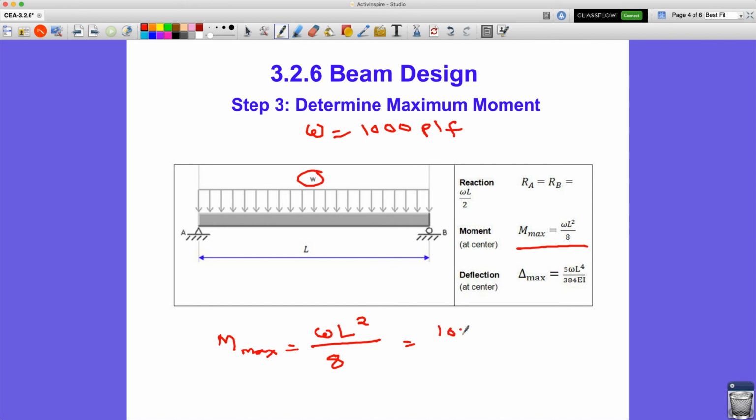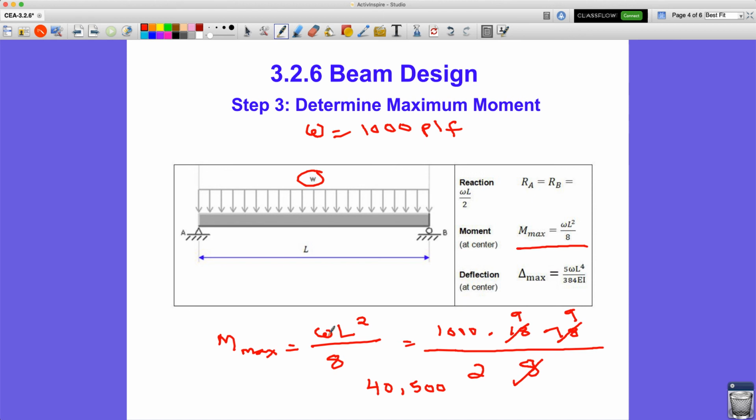So that's going to be 1,000 times 18 times 18 over 8. Divide that by 2, you get 9. Divide that by 4, you get 2. So it's 9 times 9, 81 times 1,000 divided by 2 is 40,500. And remember the units.